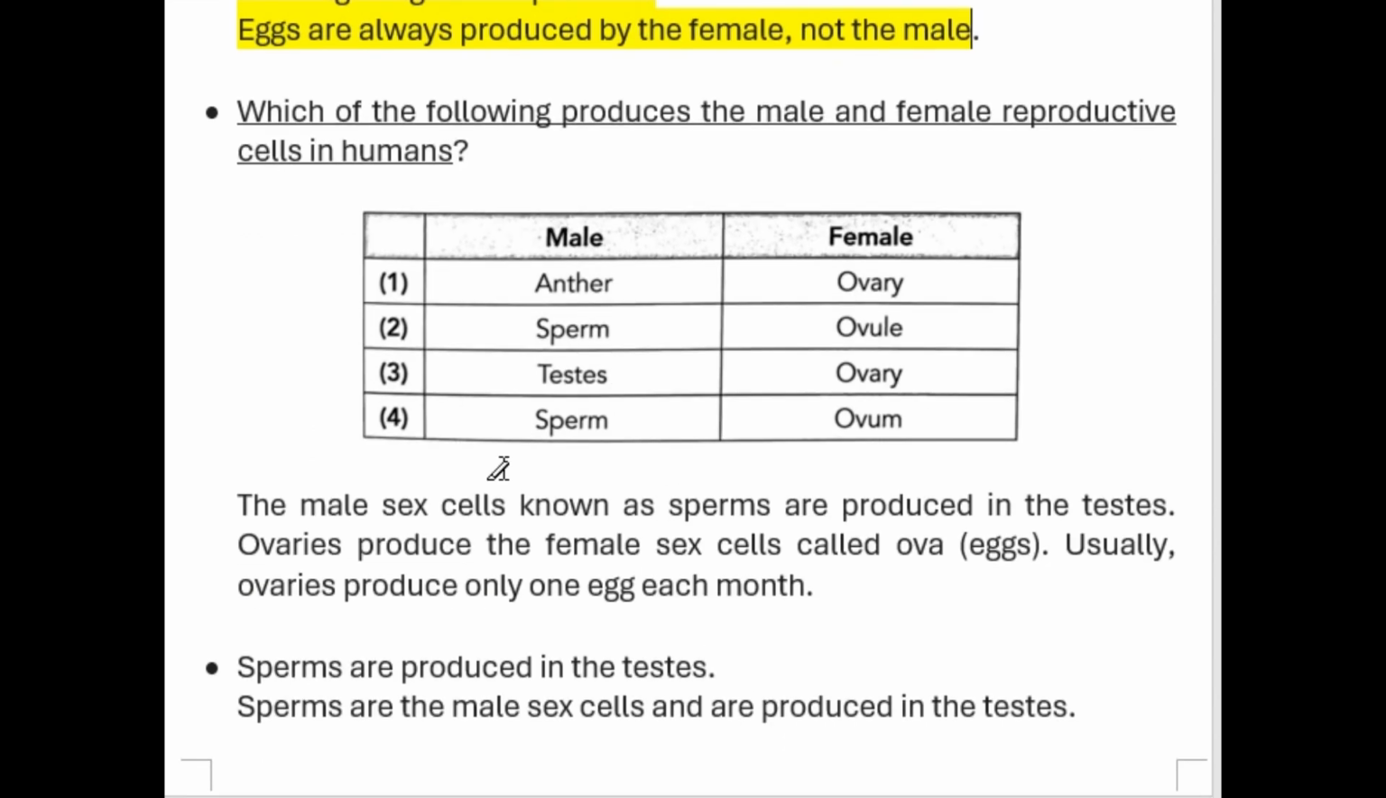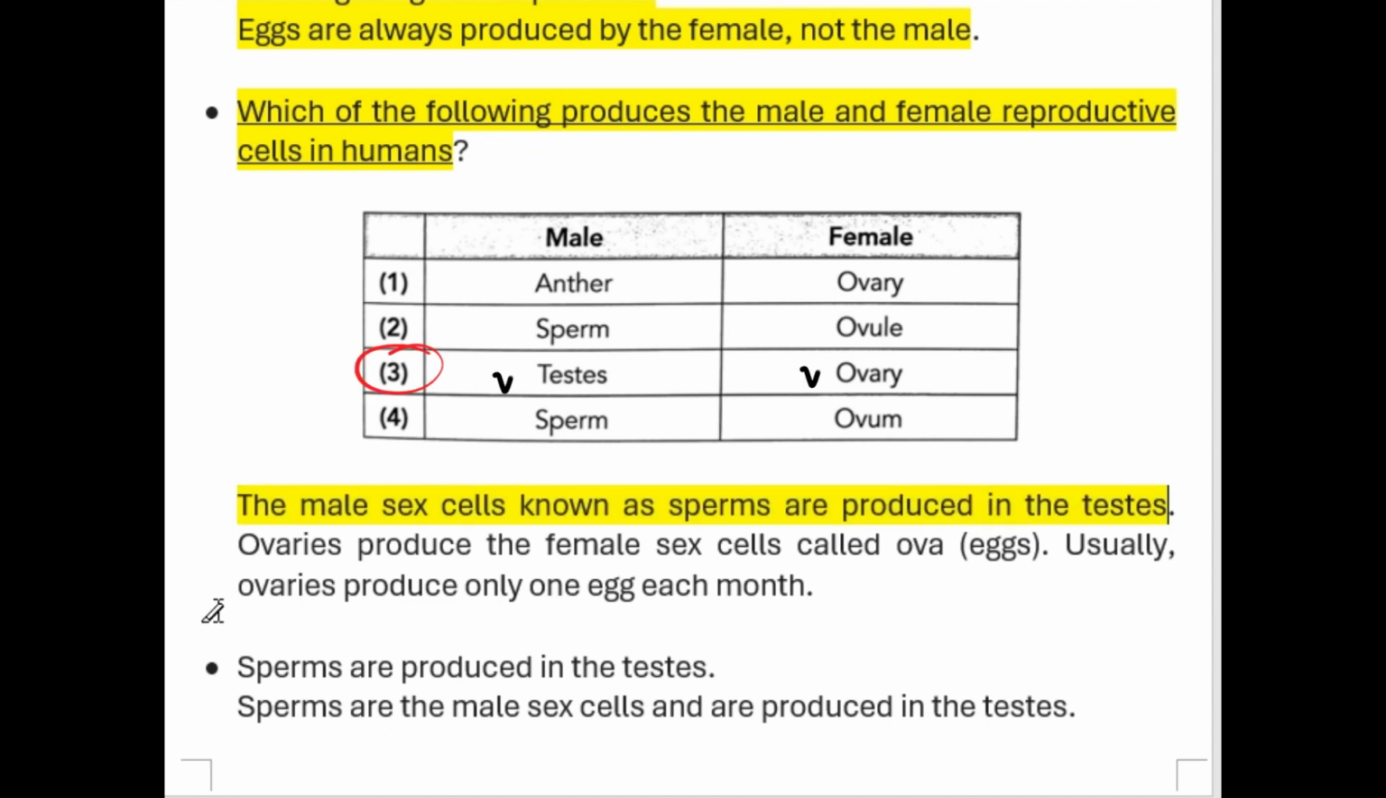Which of the following produces the male and female reproductive cells in humans? The male sex cells known as sperms are produced in the testes. Ovaries produce the female sex cells called ova, eggs. Usually, ovaries produce only one egg each month. Sperms are produced in the testes.